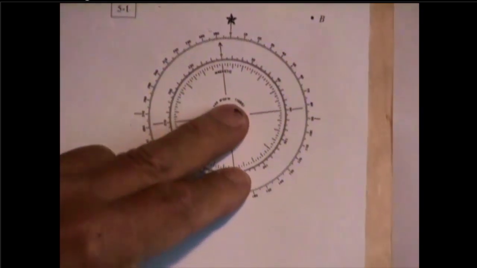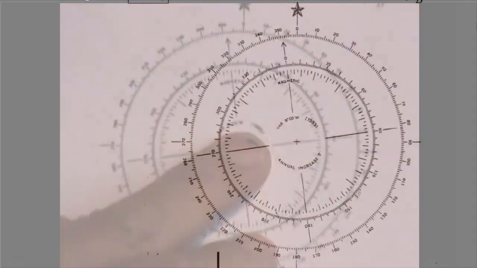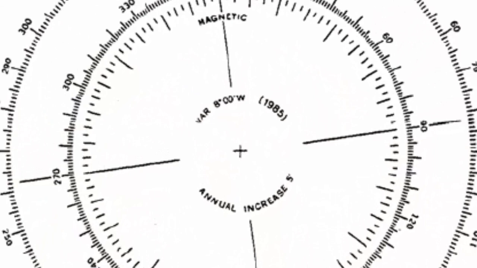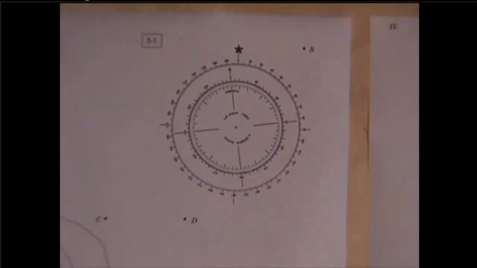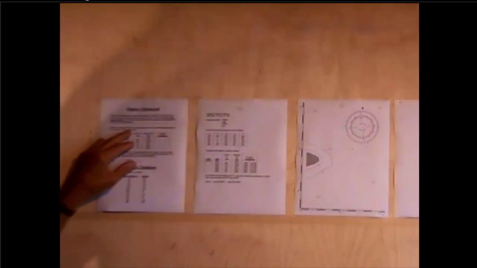So if you come in and look closely at the inside ring here, it says VAR, variation, 8 degrees 00 minutes west, 1985. That means in 1985 the variation for this point on this chart was 8 degrees westerly. And then it says annual increase 5 minutes. That means the variation is increasing by 5 minutes per year. So what we have to do is correct this for the year that we're doing the problem. And we're doing the problem in the year 2002.